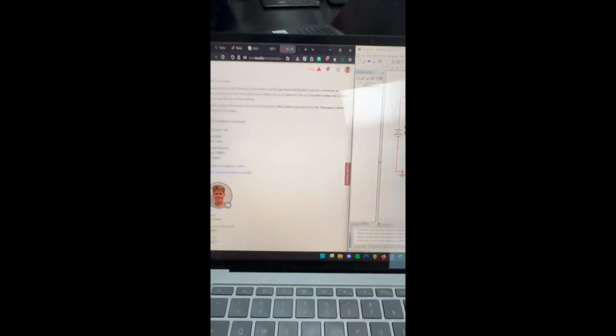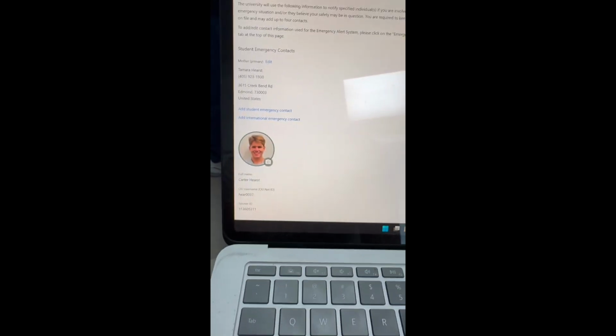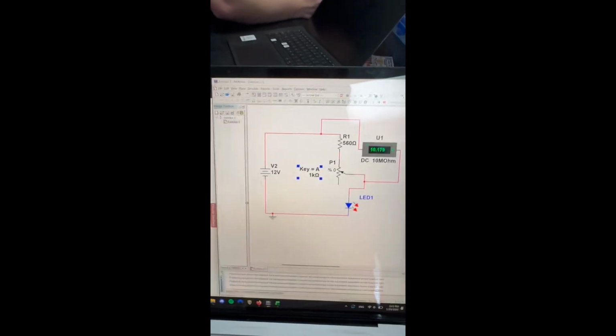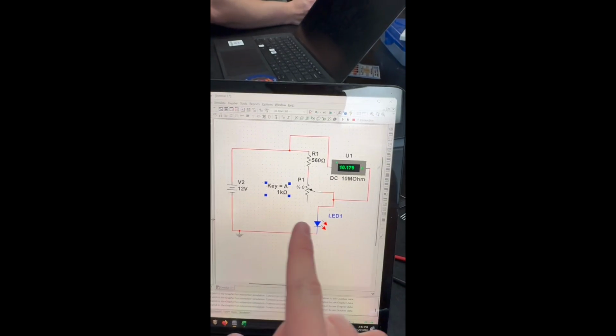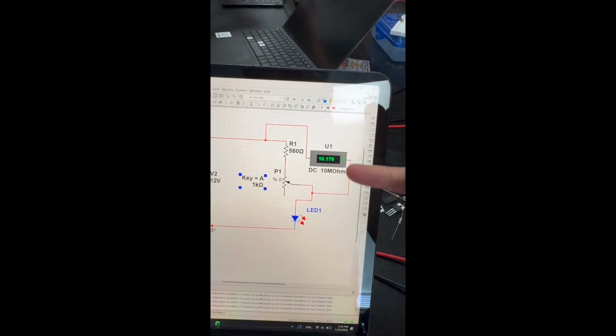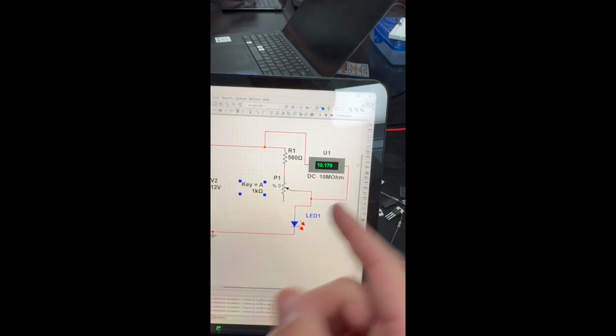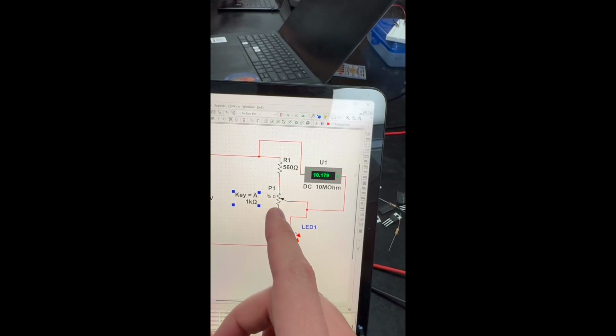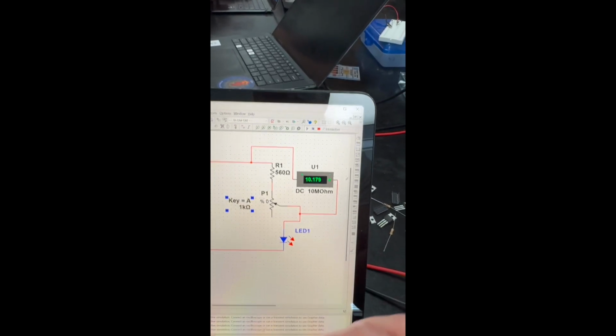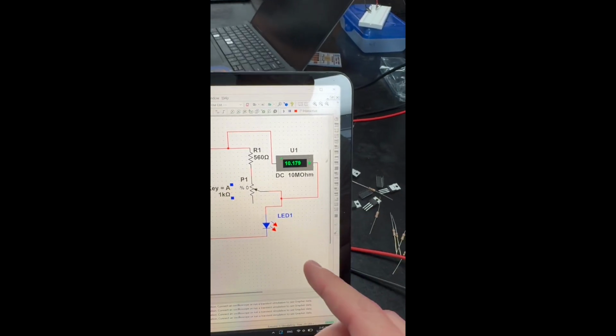This is Carter Hurst. There's my student ID and name. Here's my Multisim, 12 volts, 1K potentiometer. We have the simulated multimeter measuring it at 0%, which means there's no resistance, which would have the LED at the highest light. Here's what that looks like in real life.